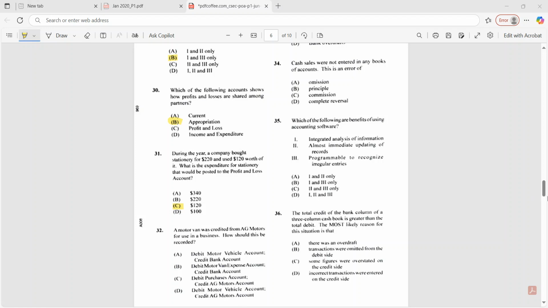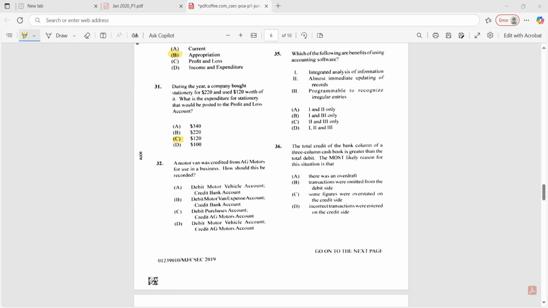Only 120. A motor van was credited from AG Motors for use in a business. How should this be recorded? Is it A, debit motor vehicle account, credit bank account? B, debit motor van expense account, credit bank account? C, debit purchase account, credit AG Motors account? Or D, debit motor vehicle account and credit AG Motors account? The answer is D.